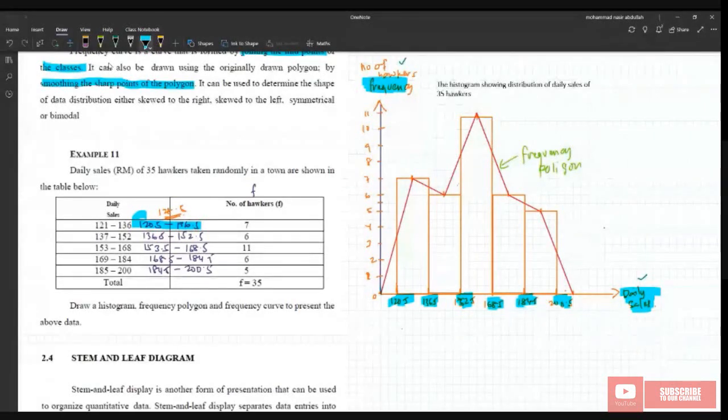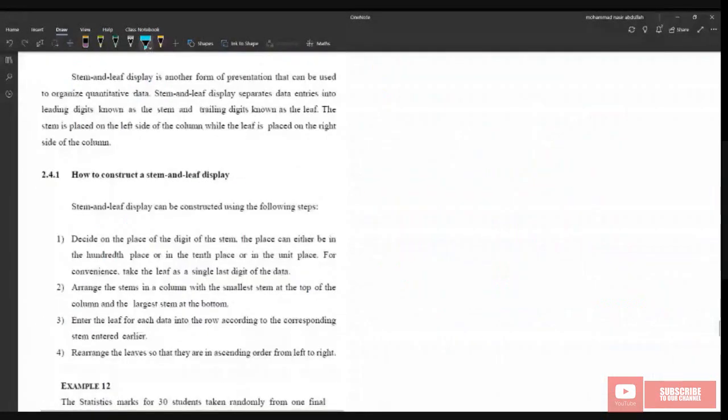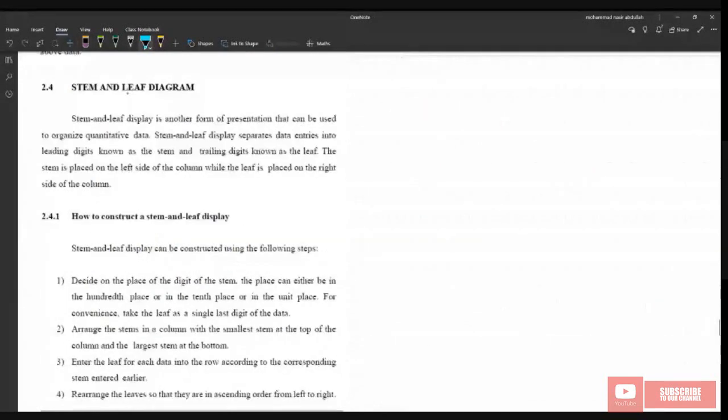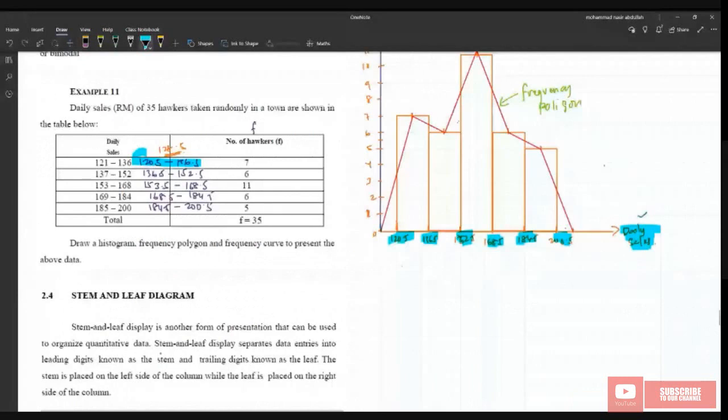So let's move to another graph, which is stem and leaf display. Right? Are you okay? Can we move? Are you okay? Right.